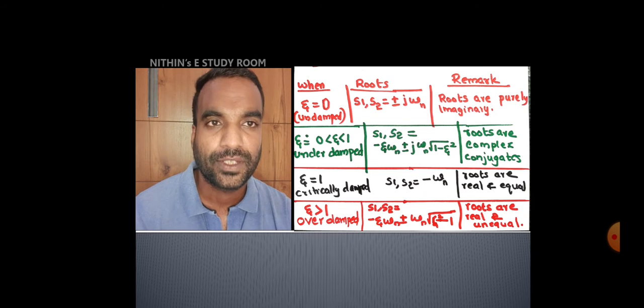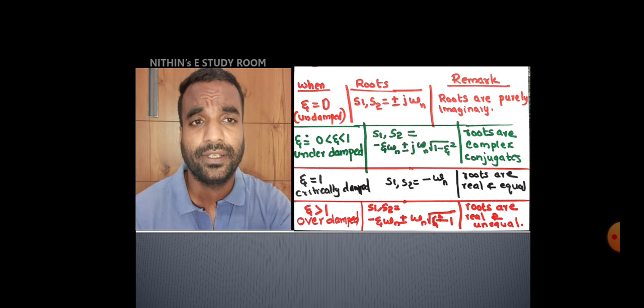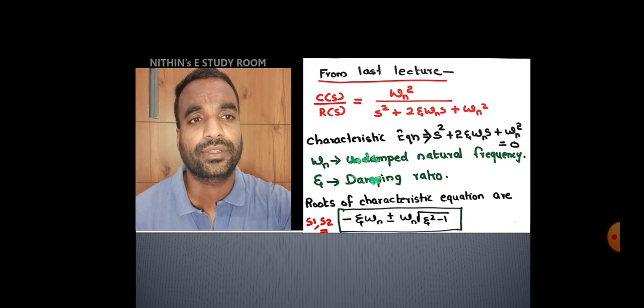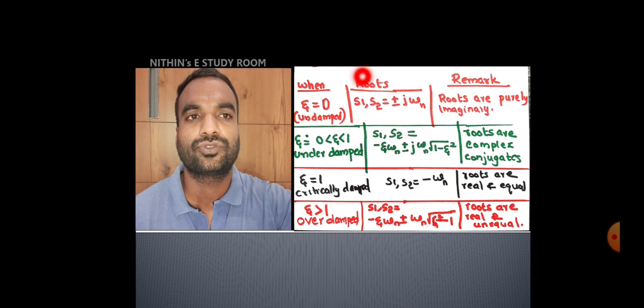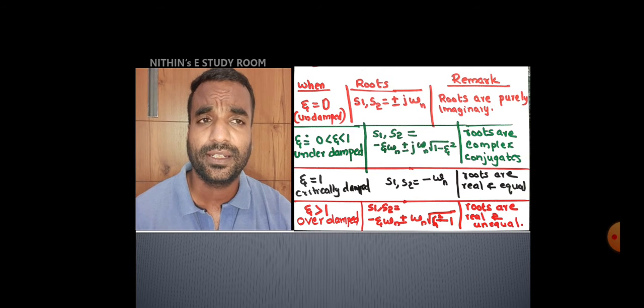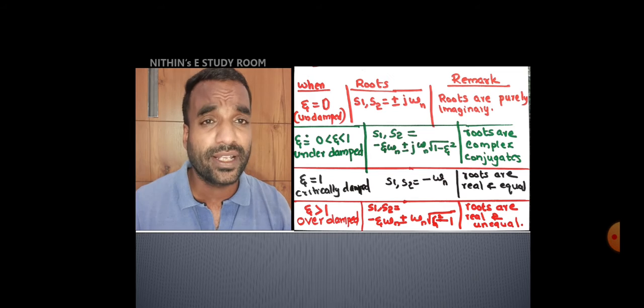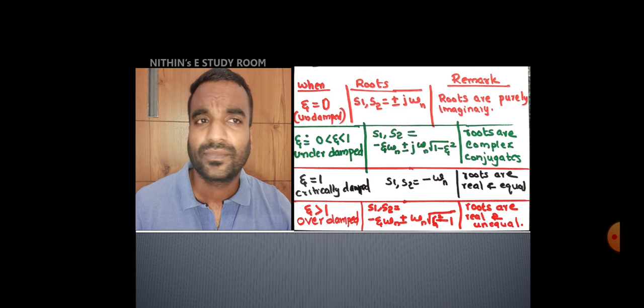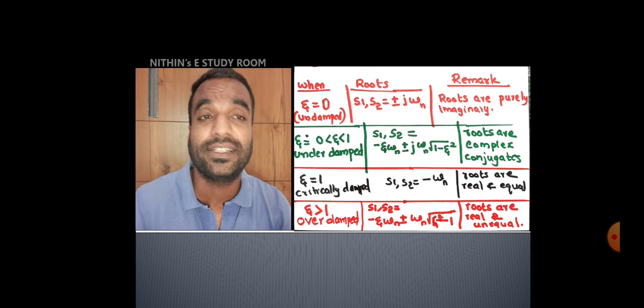That is very important. So if eta is equal to 0, substitute eta is equal to 0 in the quadratic equation. In which equation? Sorry, in this equation. Substitute eta is equal to 0 in this equation. What will you get? Definitely you will get S1, S2 is equal to plus or minus j omega n, plus j omega n, minus j omega n. So the roots are purely imaginary. So whenever you are getting two roots, and they are purely imaginary, like plus 2j, minus 2j, you can say it is an undamped system. Eta is equal to 0.